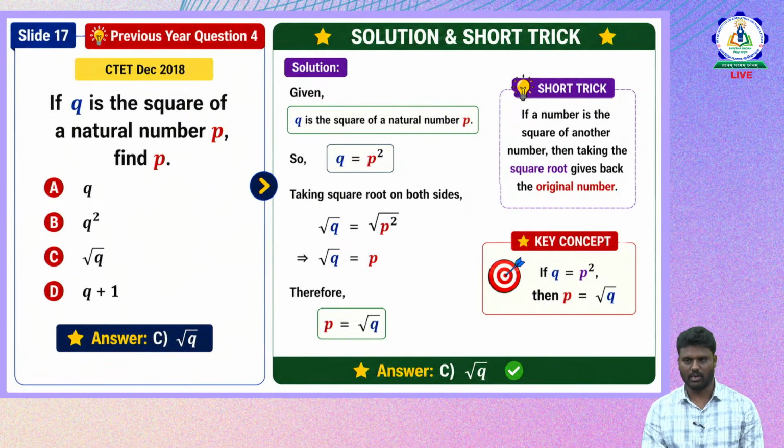Let us see that. If a number is the square of another number, then taking the square root gives back the original number. So what concept do we need to remember here? If a number is the square of another number, then taking the square root gives back the original number. So if q is equal to p square, then p becomes root q.